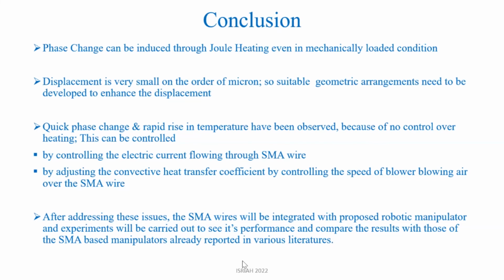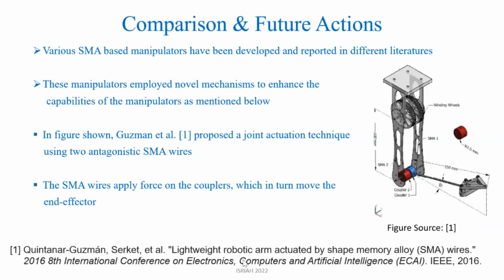Next, I have given some examples from the literature, that is, how some authors have done work. This is work done by Guzman et al. They have used an agonist and antagonist mechanism to actuate this robotic manipulator. These are SMA1 and SMA2. One is agonist and the other is antagonistic, to actuate this robotic arm.